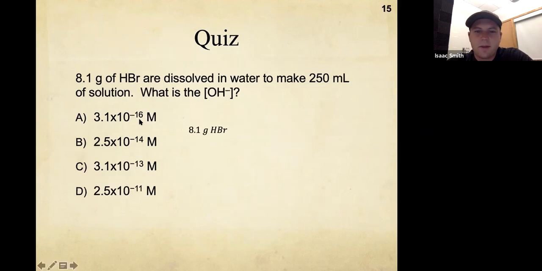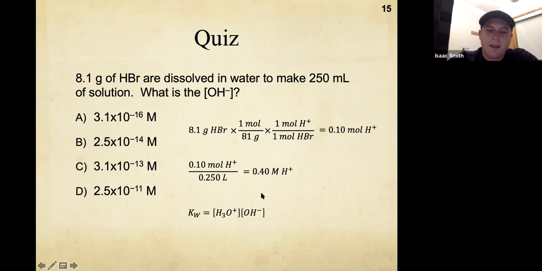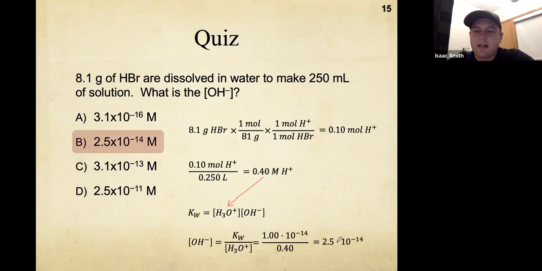So let me back up here. So again, we're going to convert from grams of HBr into moles of hydronium, or H+. Remember, as far as we're concerned, that's the same thing. Okay, so that gives us moles, and then we can divide it by the volume to get the concentration of hydronium. We can then plug this value in here, rearrange, then plug it in, and we get our hydroxide concentration.